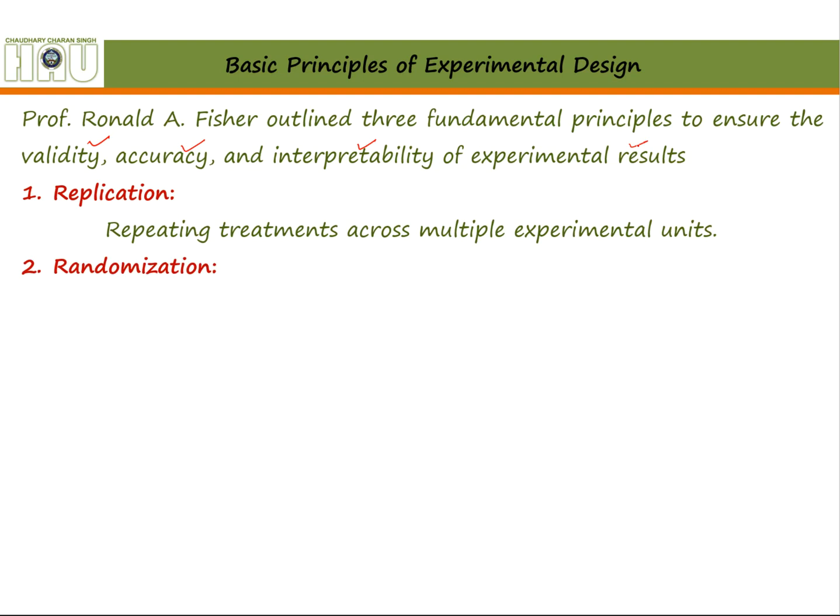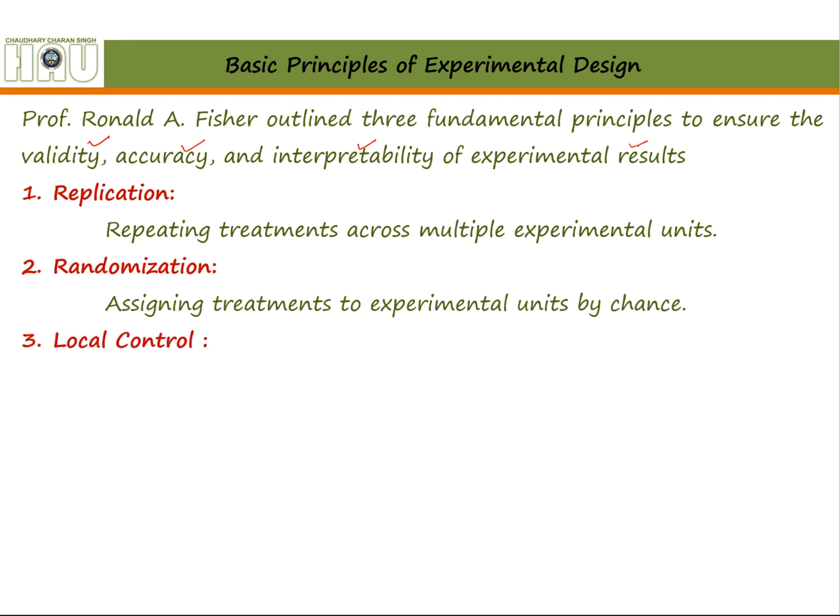Number two is the randomization. Randomization means assigning treatment to the experimental unit by chance, not by your will. Means every treatment must have equal probability of getting a particular experimental plot or experimental unit. You should not be biased towards the treatment. So randomization is a process by which you can assign these treatments to the experimental unit by chance.